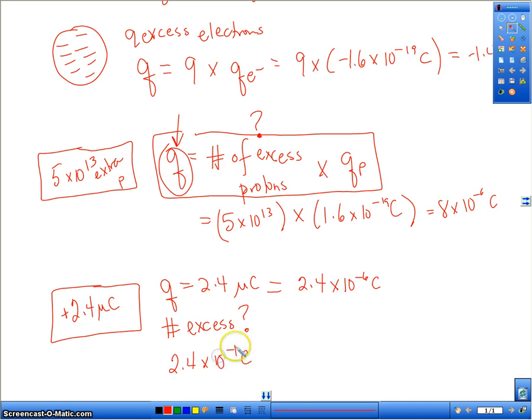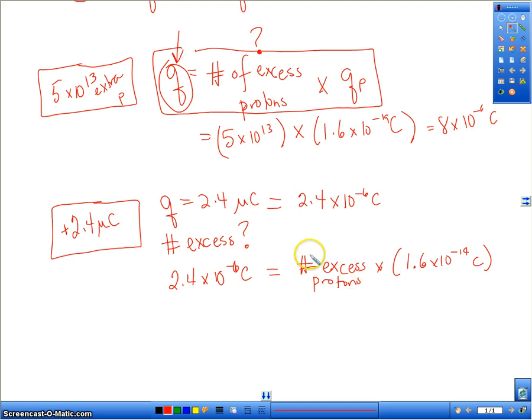Let's see if that's going to work. There we go. Equals the number of excess protons times the charge on a single proton, which is 1.6 times 10 to the minus 19 coulombs. Okay? So that's my formula. Now to solve for the number of excess, I have to divide this out.